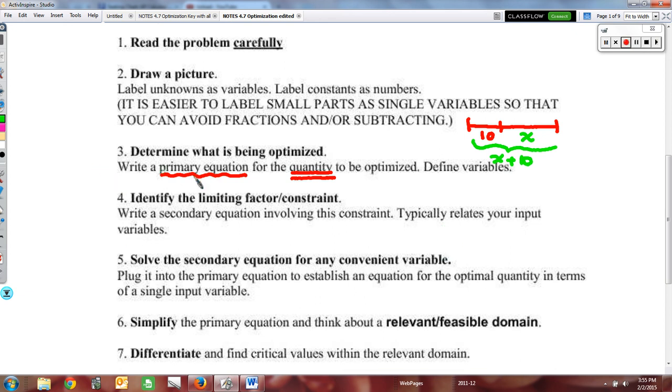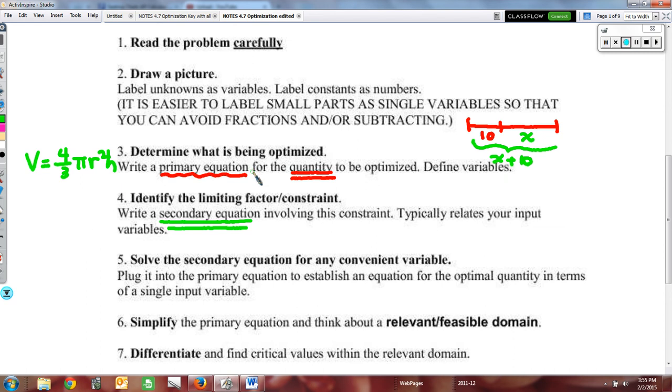Once you have gotten your primary equation, the quantity that you want to optimize, then you look for secondary equations. These are going to be things that relate inputs into your formula. For example, if I know that my volume is 4/3 pi r squared h, then my input variables are r and h here.